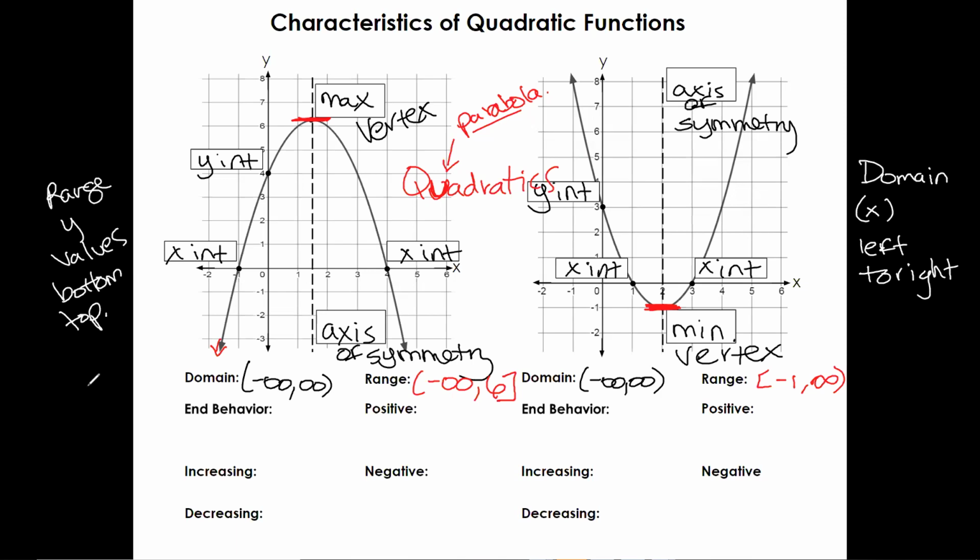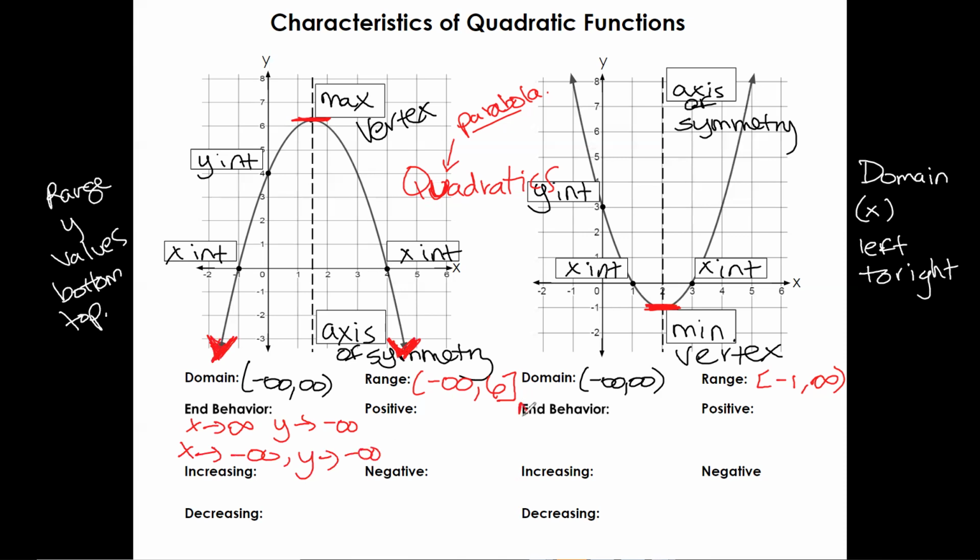Now, end behavior is where do the arrows actually end up? So looking at the ends of our graph. Okay. So as x approaches positive infinity, so as we go to the right, what's happening to our y values? Where are they going? They're decreasing to negative infinity. As we move to the left, our y values are also decreasing.